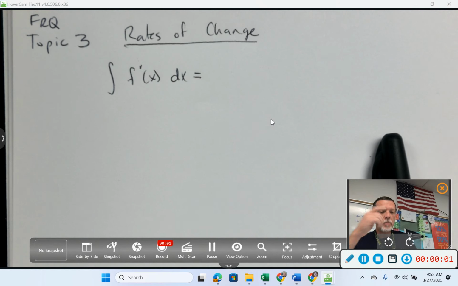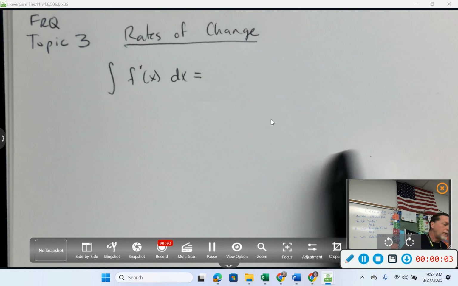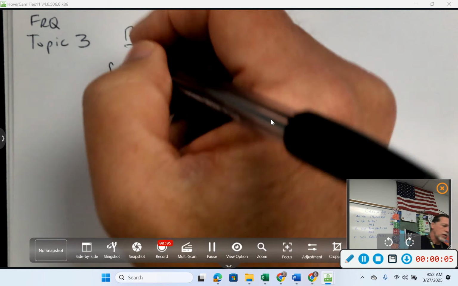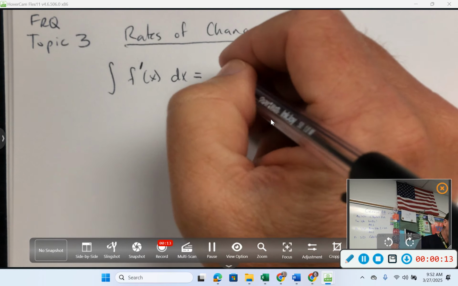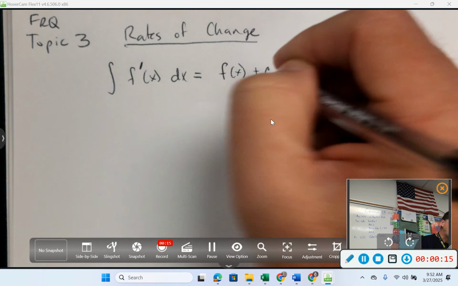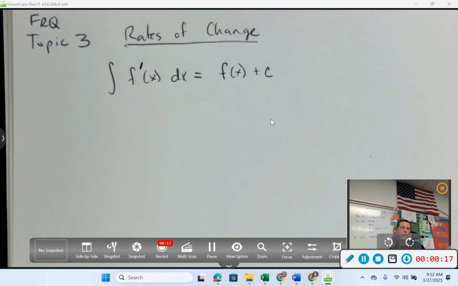Okay, so topic 3, rates of change. Before we do problem 1, let's just go all the way back to some basic stuff here. What's the antiderivative of f prime? It is f. And if you do it like that, you'd have to say f of x plus c.